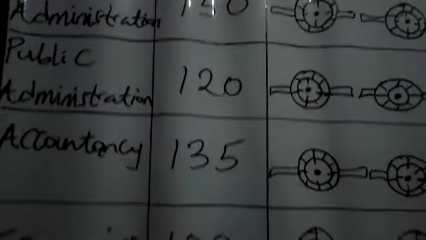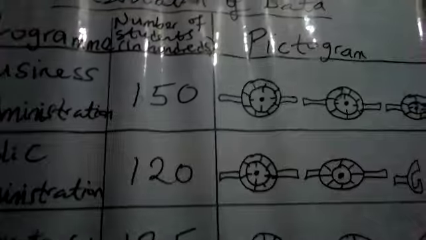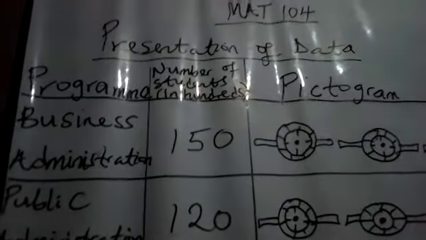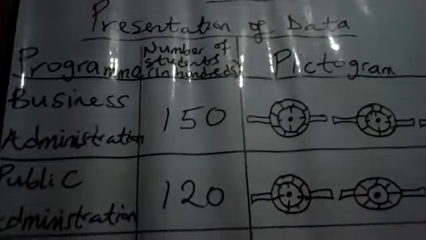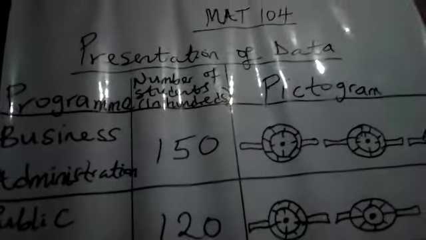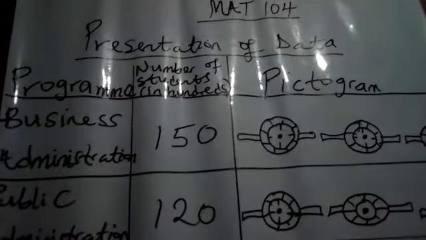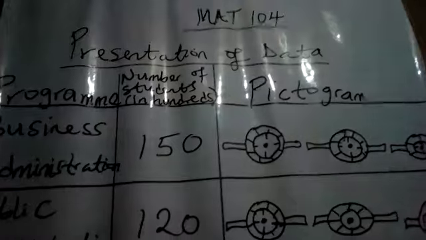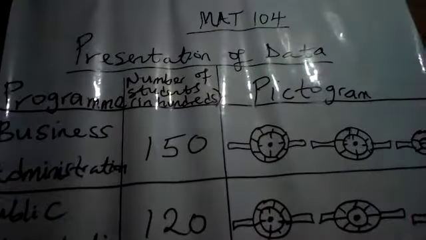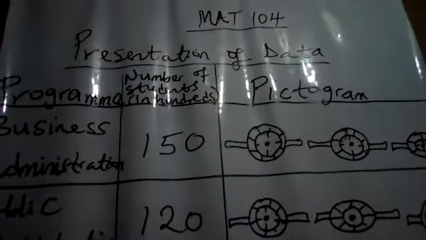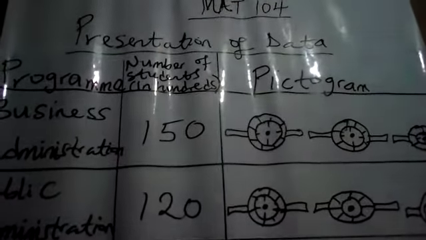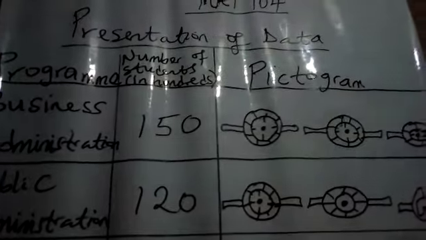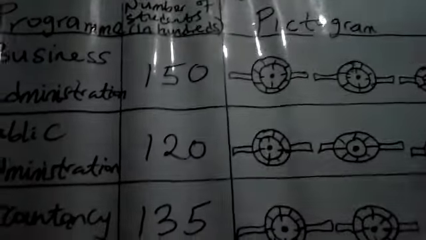So we want to present this data, or this information, through pictogram. When we are dealing with wristwatches, it's better to use the picture of wristwatches. For the 15,000, it will be cumbersome for me to draw 15,000 wristwatches. Number one, it is time consuming. Number two, there will not be enough space to do that. So I decided to use a key.